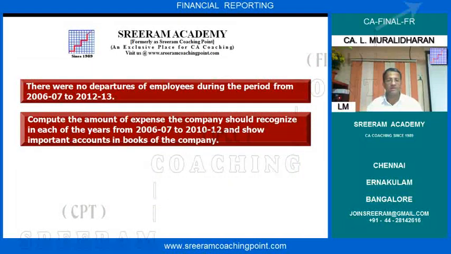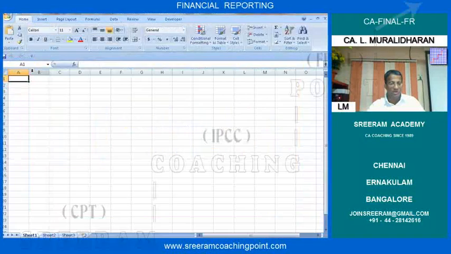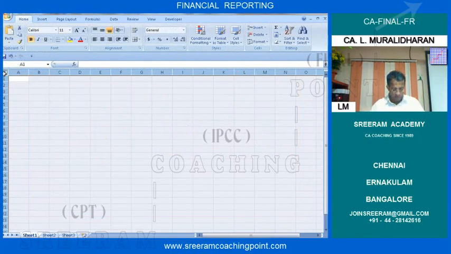There are no departures during the period. I mean, no employees have left during this period. Compute the amount of expense the company should recognize in each of the years from 2006-07 until 2011-12, and show important accounts in the books of the company. So this problem would require some amount of explanation and working. Now let us see how we can take them up.